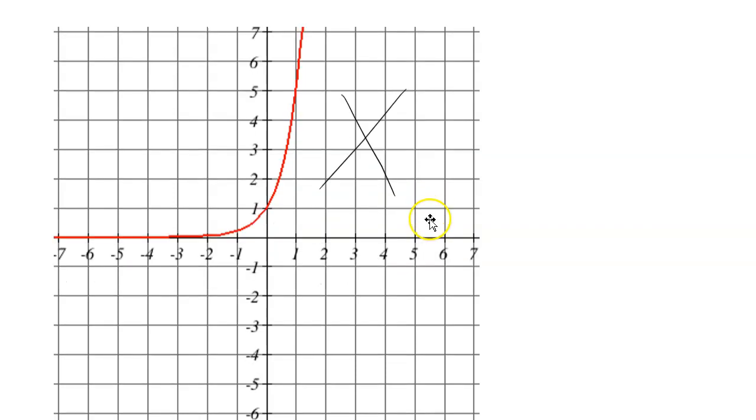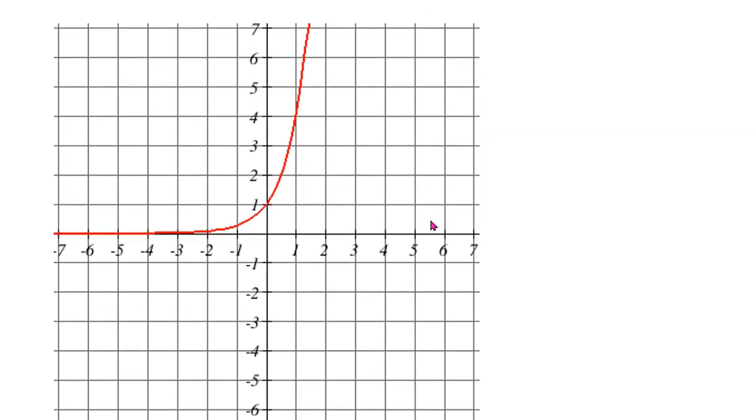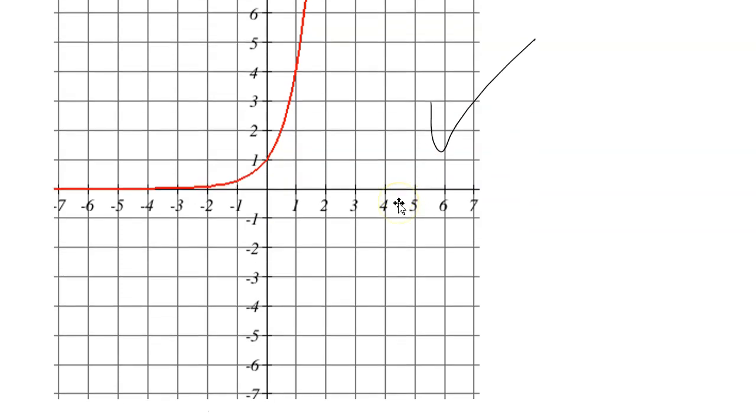You're not it either. This must be it, since this is probably the last choice. It goes through 0, 1, it goes through 1, 4, it goes through negative 1, 1/4, and negative 2, 1/16. This is the correct graph.